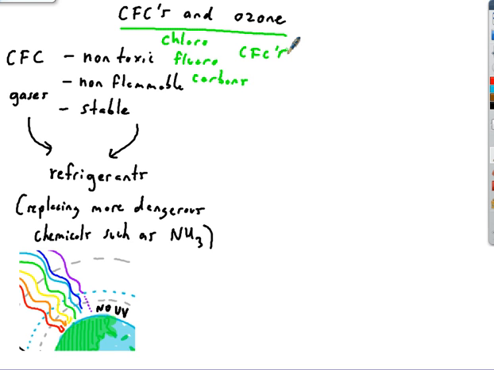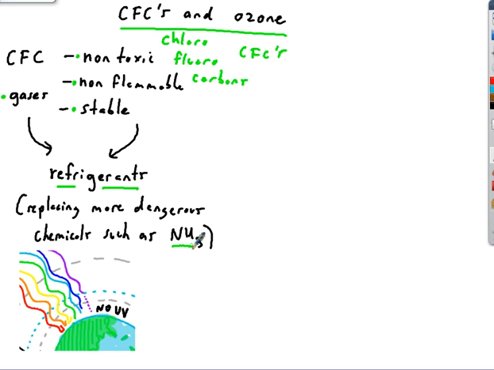And these chemicals were originally introduced because of some amazing properties. They were non-toxic, they were non-flammable, they were stable, and they were gases. And that was very important because you need these properties for refrigerants. And the fact that they were non-toxic, non-flammable, and stable meant they were much better than the chemicals that they replaced, such as ammonia. So they were introduced as a wonder chemical.